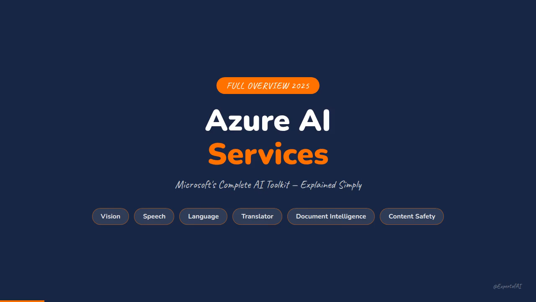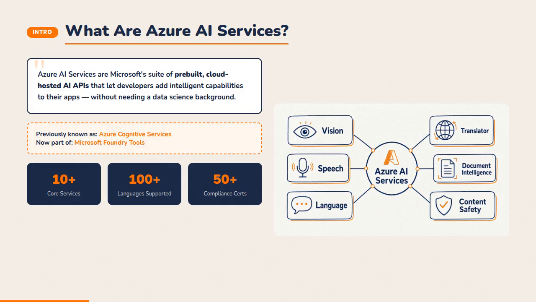Today, we're diving deep into Azure AI Services, Microsoft's complete toolkit for adding artificial intelligence to your applications. We'll cover all 6 core services: vision, speech, language, translator, document intelligence, and content safety. Let's get started. Slide 2.